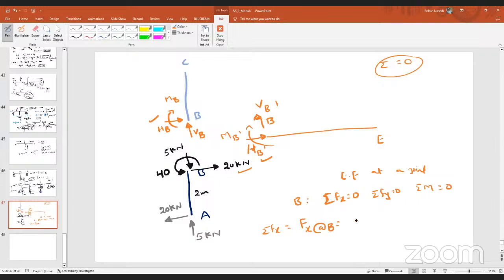20, if I take the right side as positive. 20 plus HB dash, which I am also considering as the right side, and HB, which I am also considering as the right side.